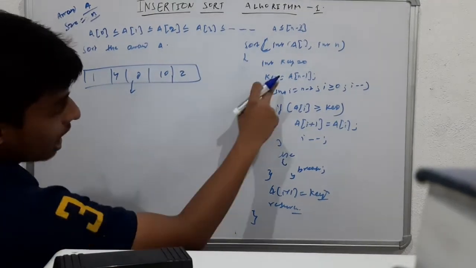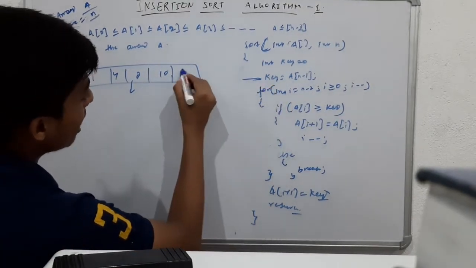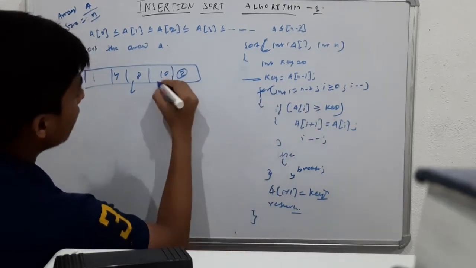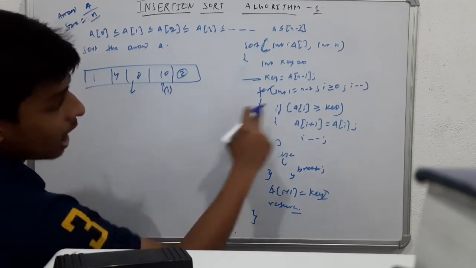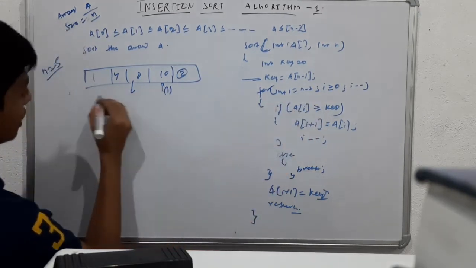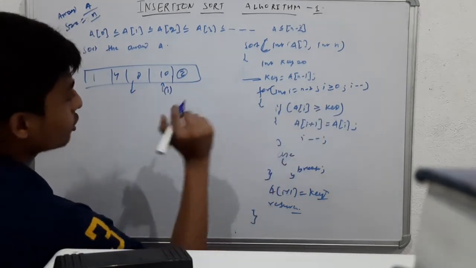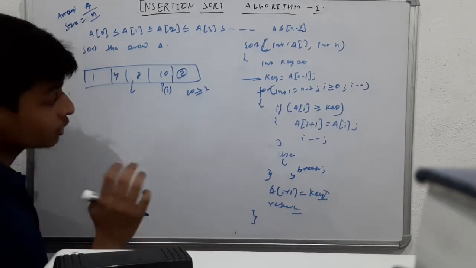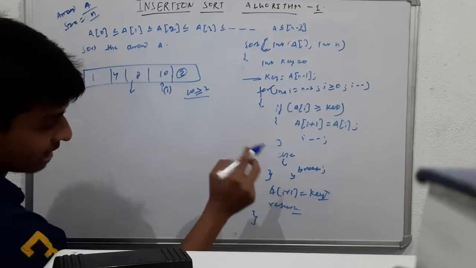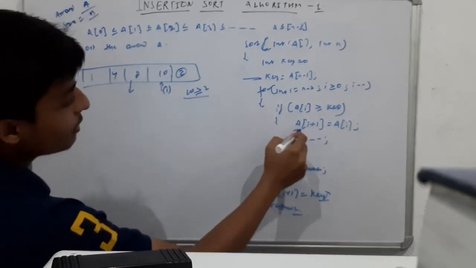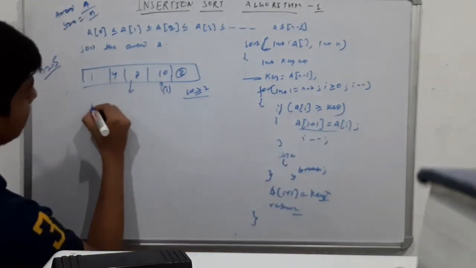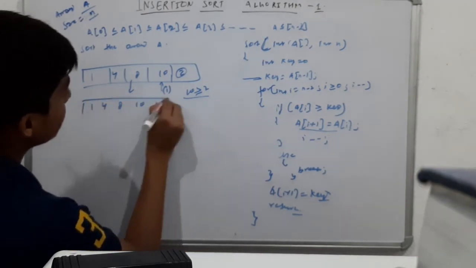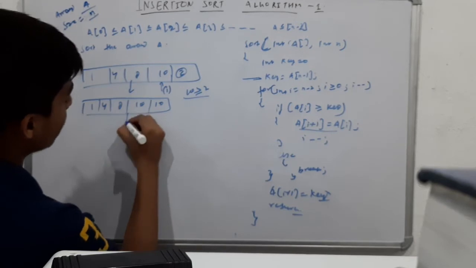So first iteration, I will store this value in key, right? After storing this value in key, I will run a for loop from here. After running the for loop, I will check the condition that if a of I is greater or equals to key or not. So in this case, I am checking the condition that 10 is greater or equals to 2 or not. So this condition is satisfied. It will come inside and it will assign this, right? So if it will assign this, the array that you are going to get is something like this. So this is my array after first iteration, right?